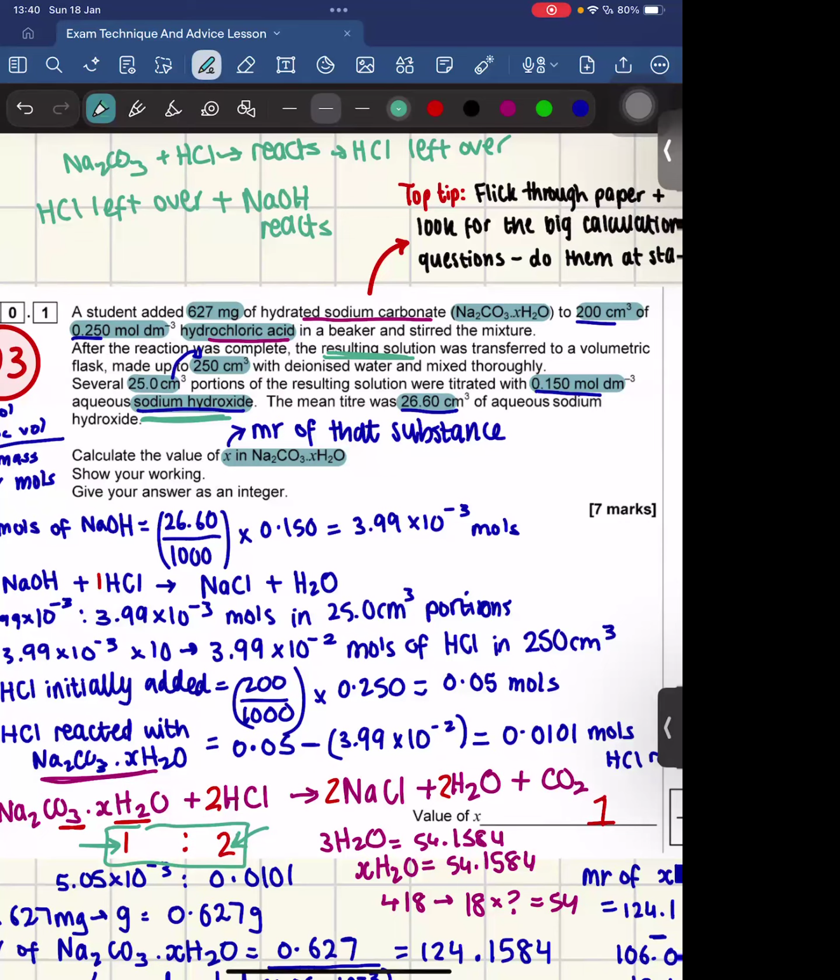And then in terms of the 25 centimeter cubed, I'm a little bit unsure what you mean by that. Let me just go back on the chart. Wouldn't the resulting solution include the hydrated salt? No, because it completely reacted, remember? The hydrated salt completely reacted. It's finished and it reacted with that HCl. If the hydrated salt was finished, that means the HCl was still in excess, and that excess HCl was then titrated with sodium hydroxide. That's what it means.